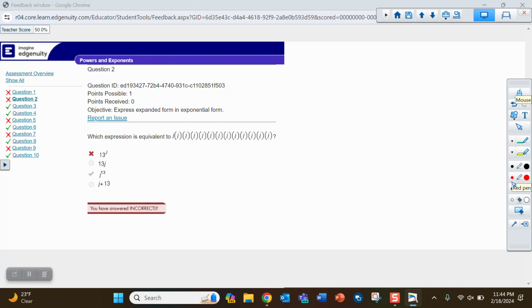This asks which expression is equivalent. So we're multiplying j's together. That means j is the base. And then when you count the number of j's, the number of times we're multiplying j times itself, we get 13. So the answer is j to the 13. It looks like you had your base and your exponent mixed up.